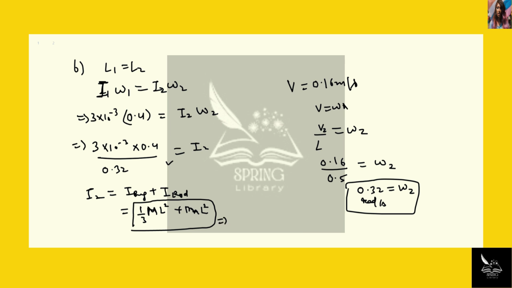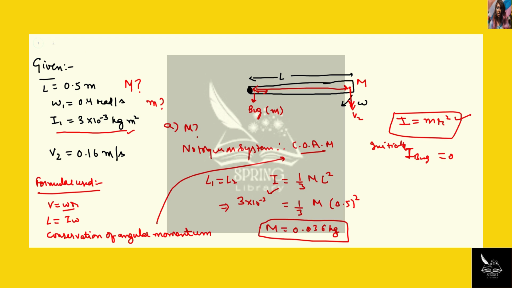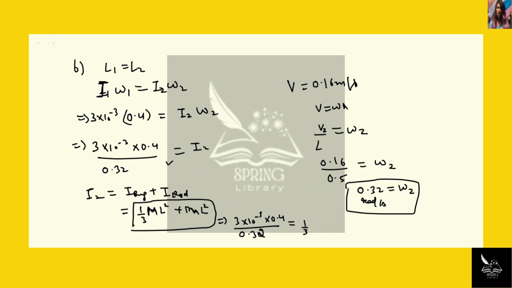So this gives us 3 times 10 raised to minus 3 times 0.4 over 0.32 equals 1 over 3 times capital M, which is 0.036, times L, which is 0.5, whole squared, plus small m, which we have to find, times 0.5 whole squared. So this gives us m equals 3 times 10 raised to the power minus 3 kg.